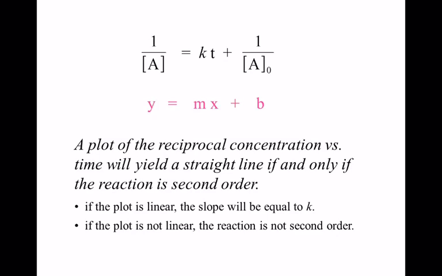Here, M is equal to negative K. M is equal to negative K over there. M is equal to K. The y-intercept is 1 over the initial concentration. I don't know, that might come in handy. You never know sometime. The y-intercept makes sense. That's it.